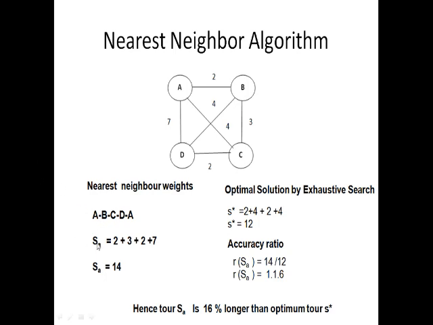The result is 14. So the accuracy ratio is calculated as the nearest neighbor value we get divided by the optimal solution achieved by exhaustive search. So 14 by 12 gives you 1.16, which means that SA is 16% longer than the optimal solution. That is, 14 is the value, whereas the optimal is 12.